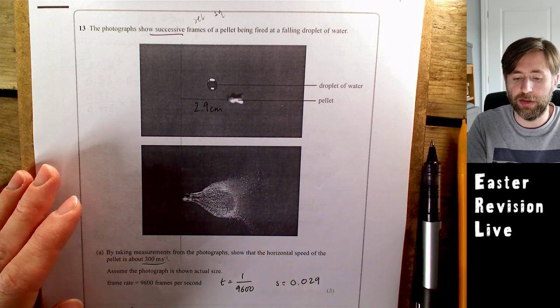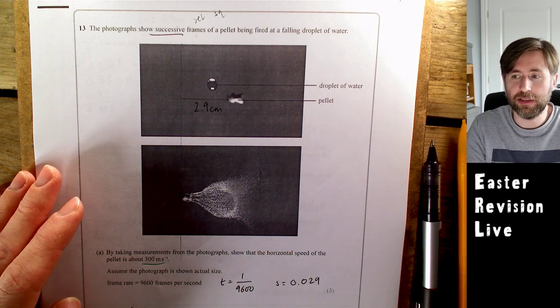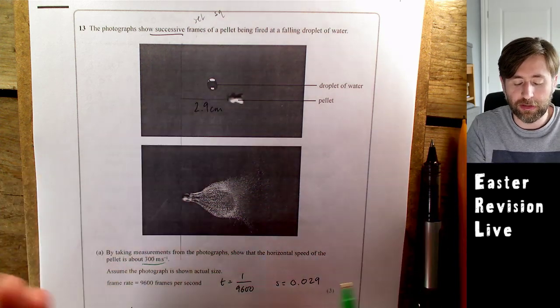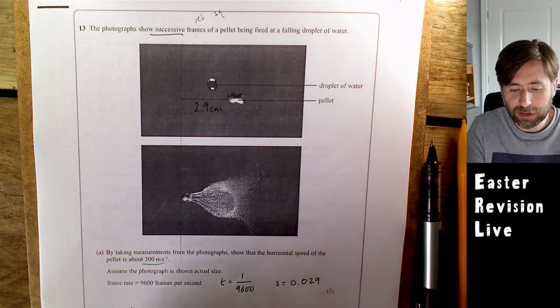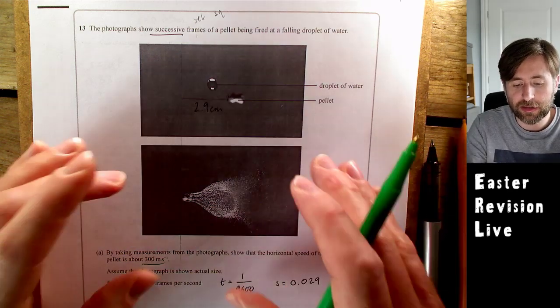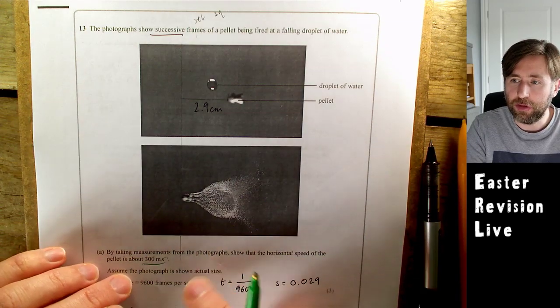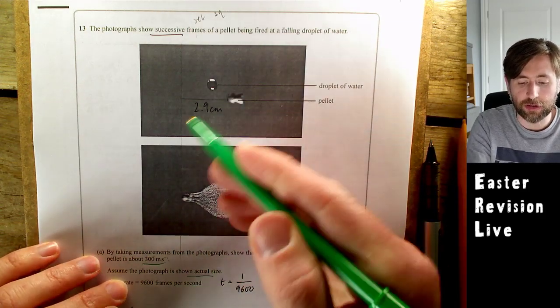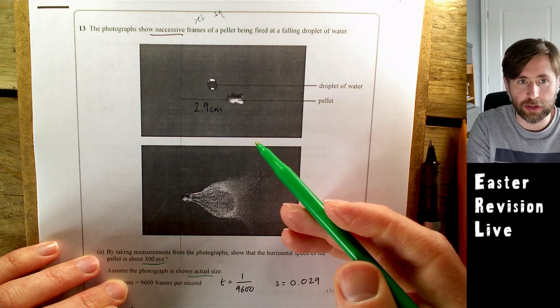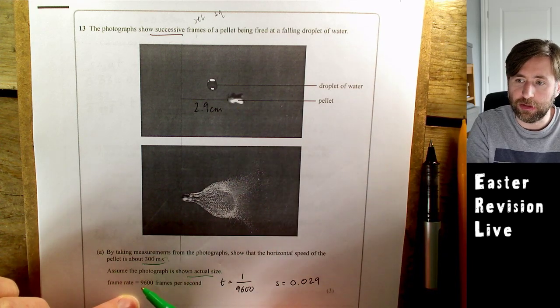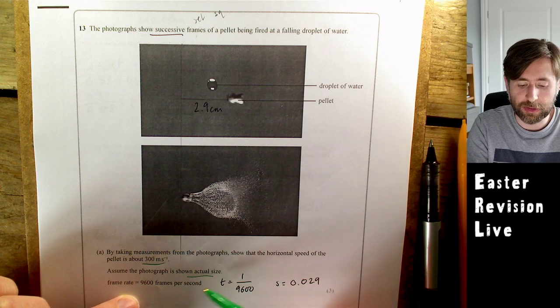They're like, this is just speed is distance over time. But kids are getting stuck with it because it's a bit strangely worded. Take measurements from the photograph. Now again, this is a funny scale, so I've actually used the measurements they've given me, but you're told the photograph is actual size, so you can measure directly on here, you don't need to do any conversions, and you're told that the frame rate is 9,600 frames per second.